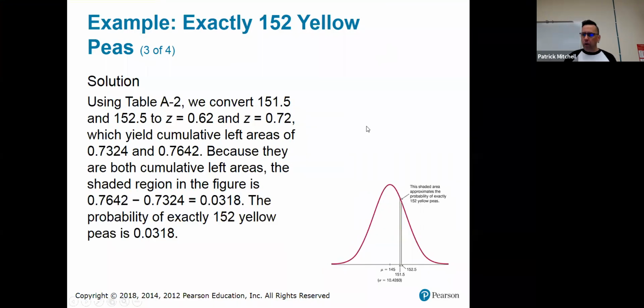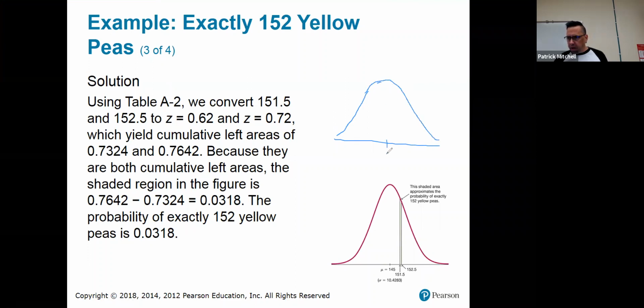All right, so this works kind of like the last one. Again, I like to draw the picture of the standard normal distribution. It doesn't have to be a great picture. So here's 0 right in the middle. The z-scores for 151.5 and 152.5 are 0.62 and 0.72. I don't worry as much as they do about making everything proportional. So then you color in that region between 0.62 and 0.72.